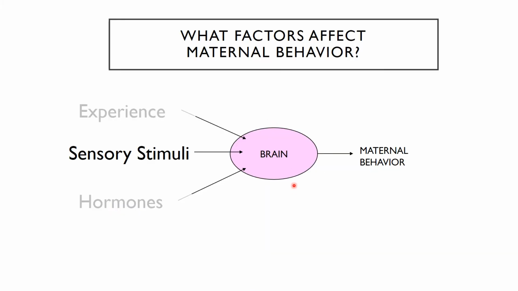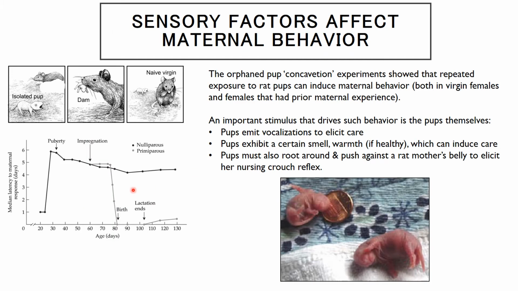What about some of the sensory stimuli? So I briefly mentioned that there are all these sensory stimuli that will influence how the brain works. Let's walk through it in a little bit more detail. We're going to go back to that previous experiment that we talked about with the induction of maternal behavior. This is called concavation. Those previous experiments showed that repeated exposure to pups can induce maternal behavior, both in virgin females and females that had prior maternal experience. Females that have prior maternal experience are referred to as dams versus a naive virgin or nulliparous female.